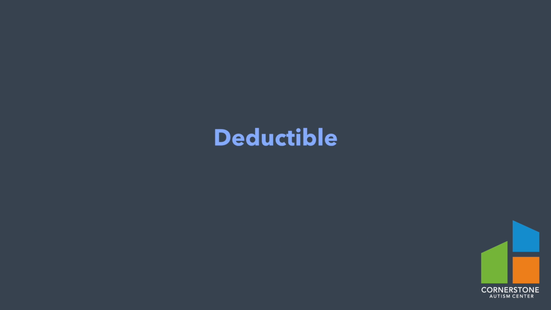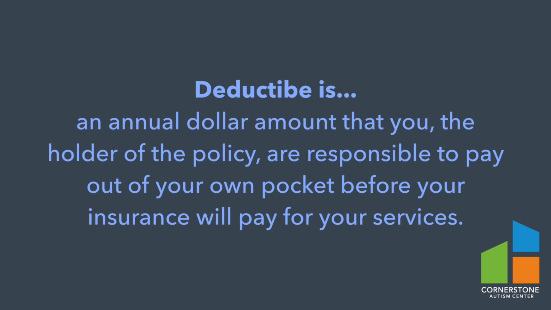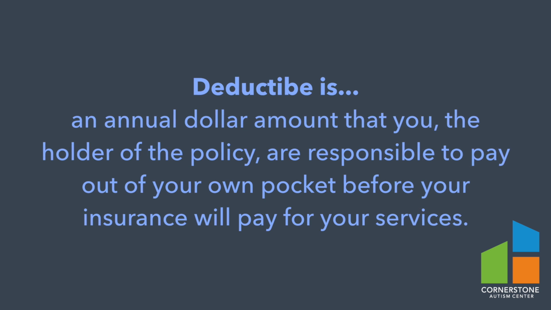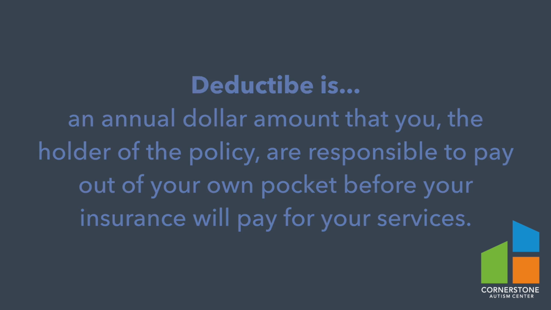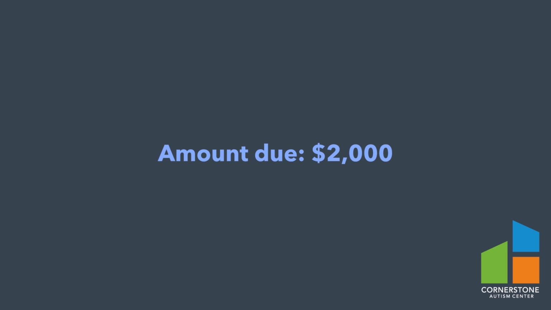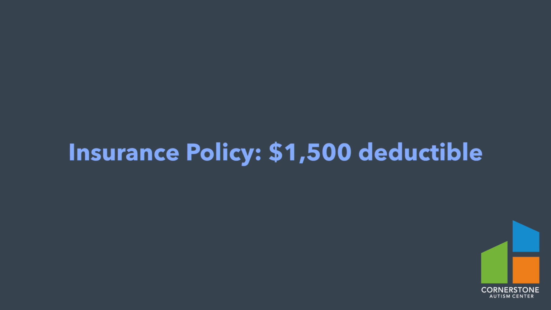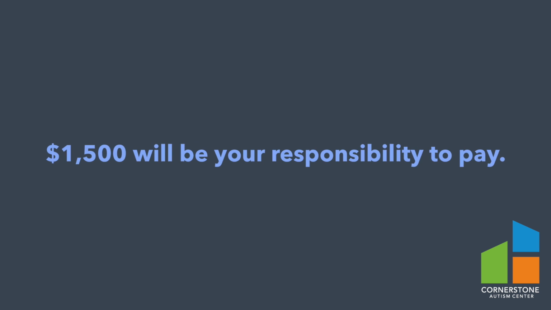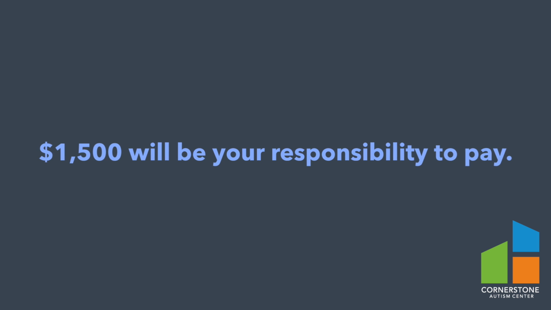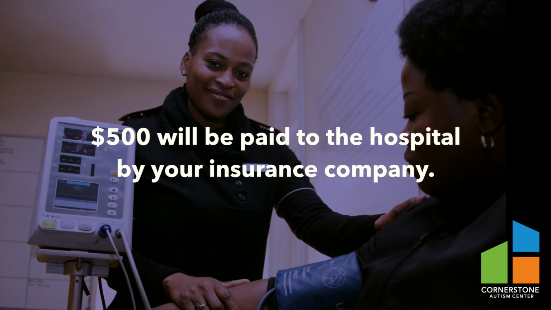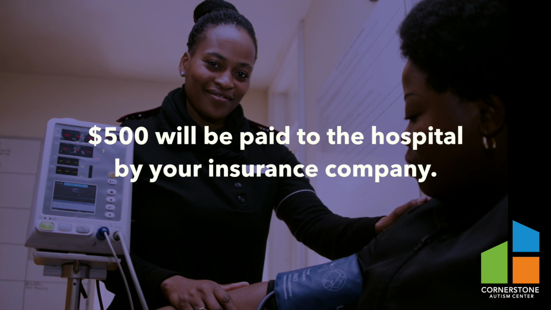The first term we will look at in today's webinar is deductible. A deductible is an annual dollar amount that you, the holder of the policy, are responsible to pay out of your own pocket before your insurance will pay for your services. For example, let's say you are hospitalized and the total amount due for the hospital services is $2,000. If you have an insurance policy that has a $1,500 deductible, your insurance states that $1,500 will be your responsibility to pay first in order to satisfy your deductible. The remaining $500 will then be paid to the hospital by your insurance company.